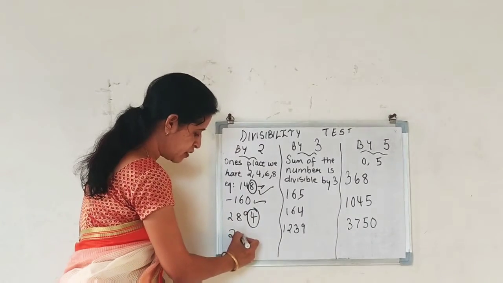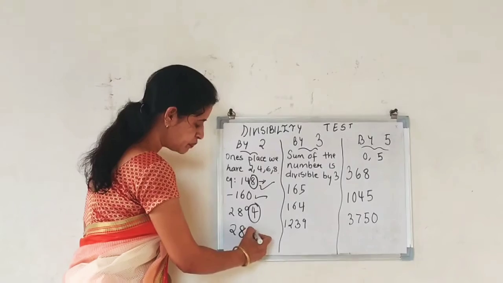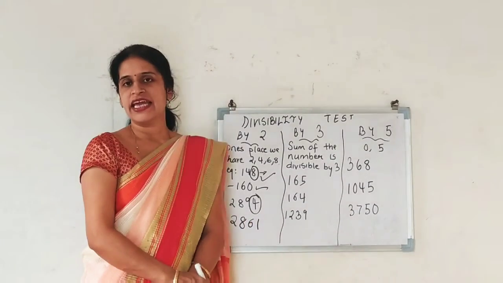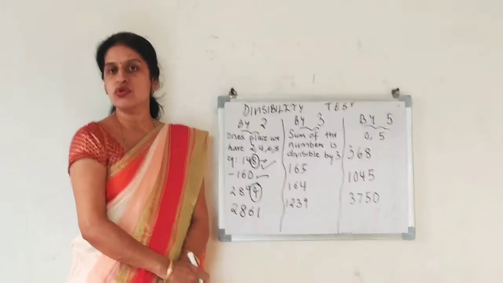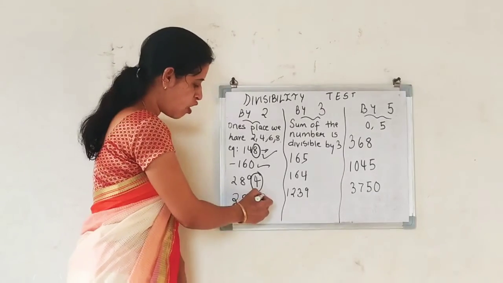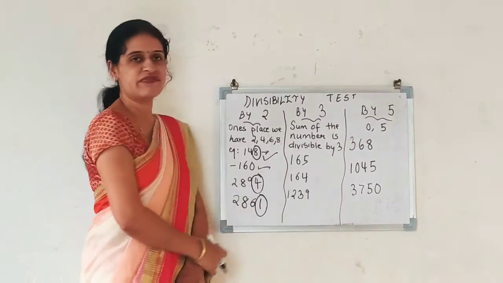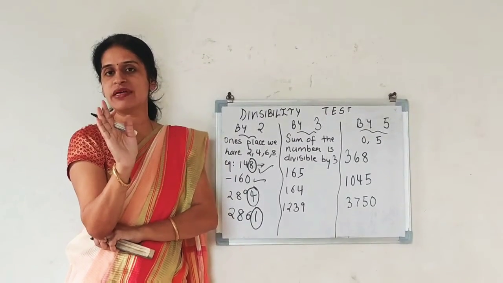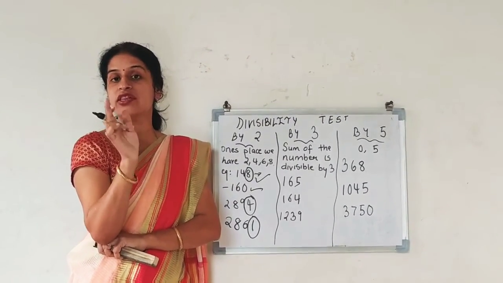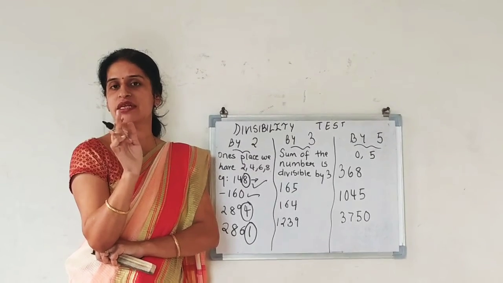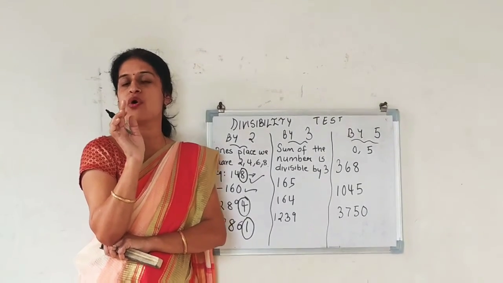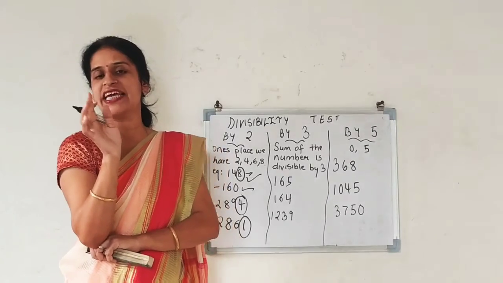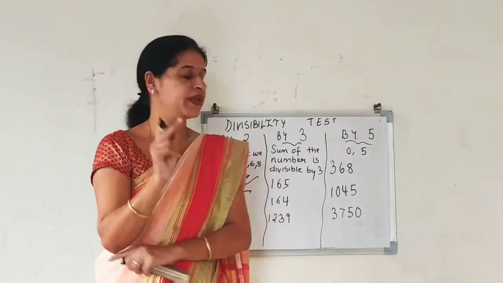Suppose I write the number 2861. Is this divisible by 2? No. Why? Because in the ones place we have the digit 1. So it is not divisible by 2. Only those numbers are divisible by 2 which have 0, 2, 4, 6, 8 in the ones place.